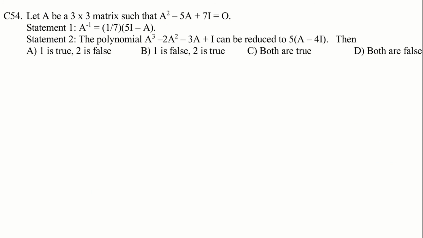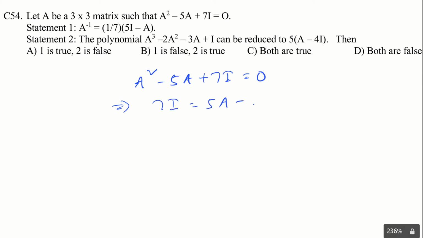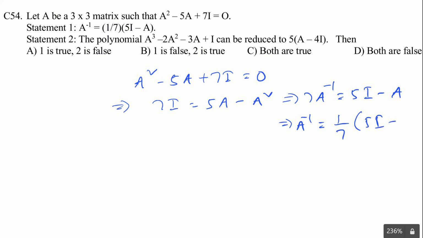In this problem, he gave a square minus 5a plus 7i equal to 0. So I have 7i is equal to 5a minus a square, or multiplying throughout by a inverse, I have 7 times a inverse equal to 5i minus a, or I have a inverse is nothing but 1 by 7 into 5i minus a. That is the first part. It is true. Now coming to the second part.